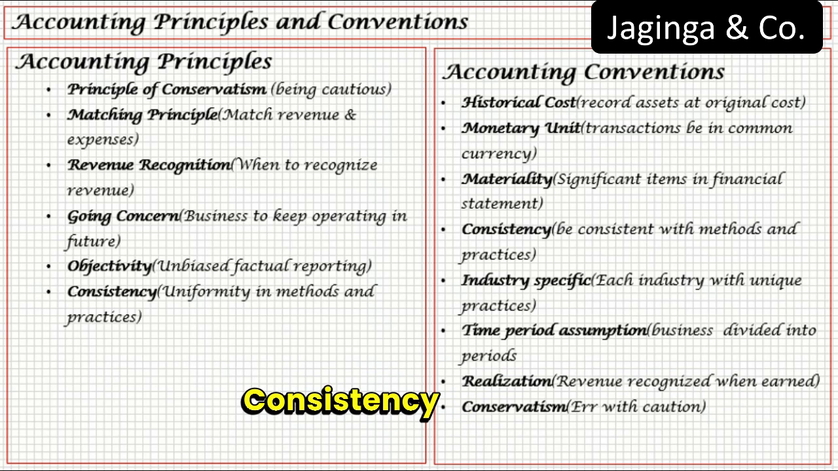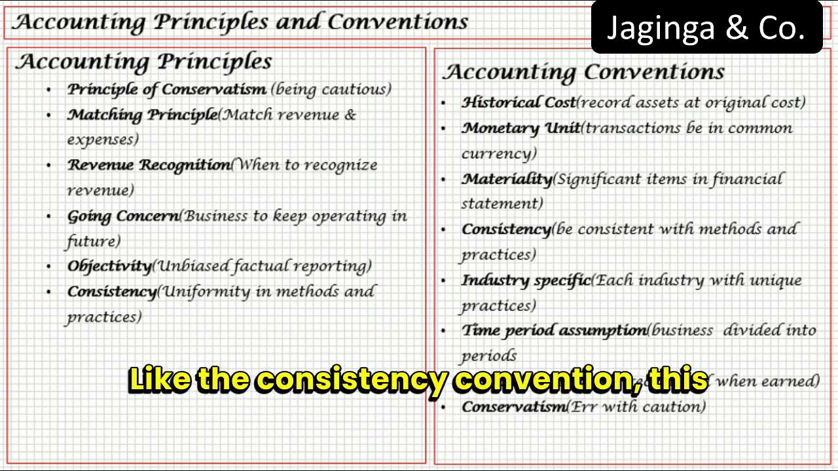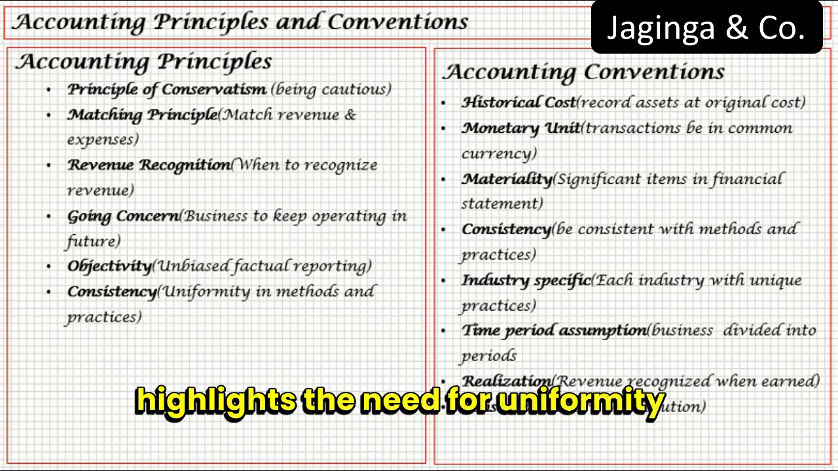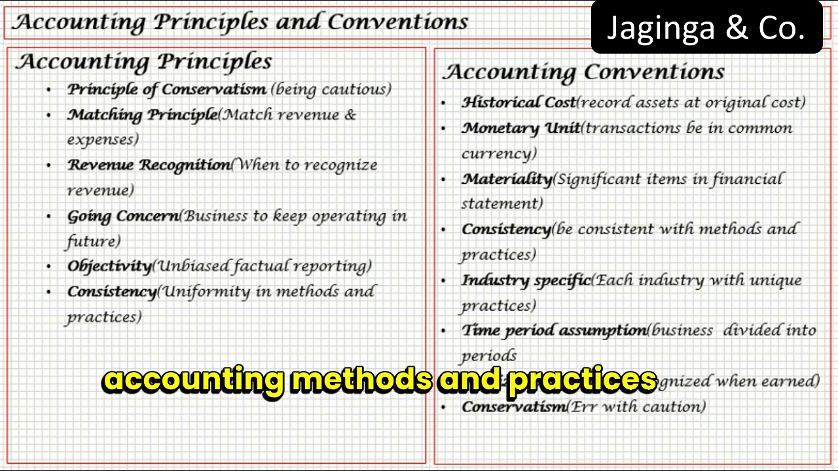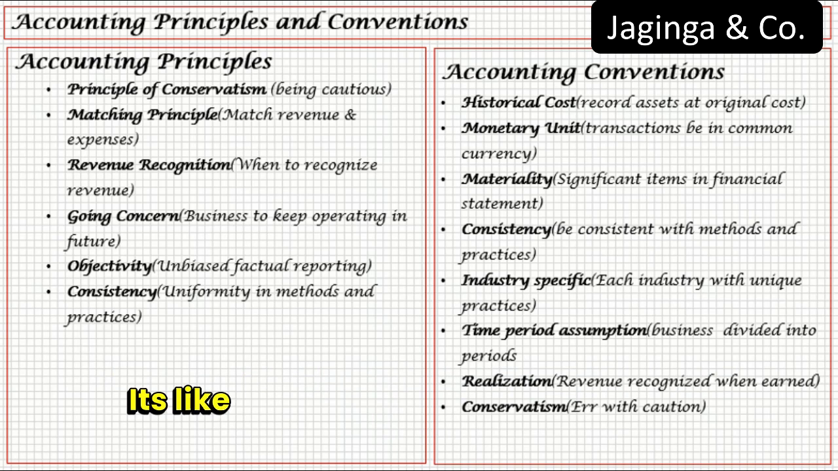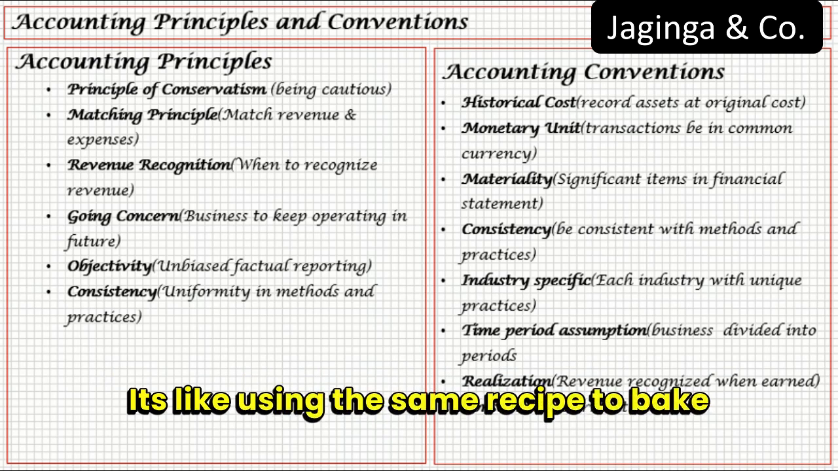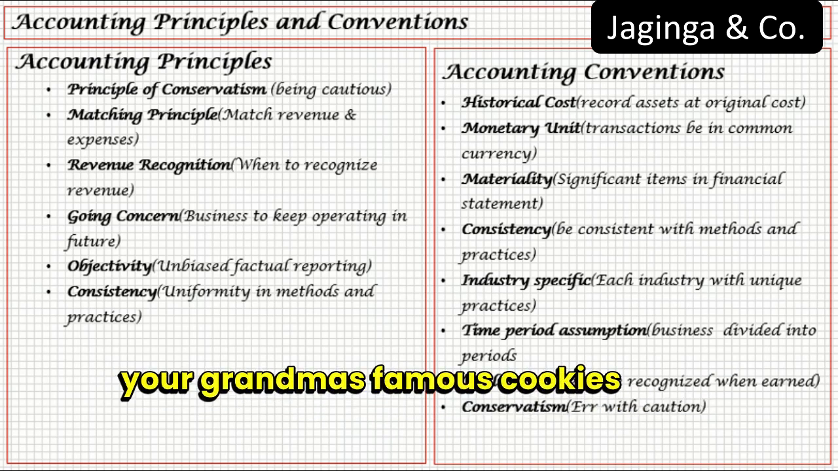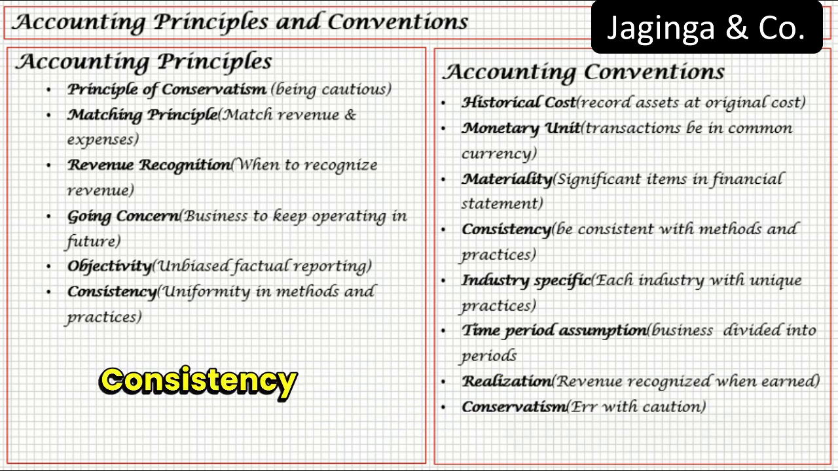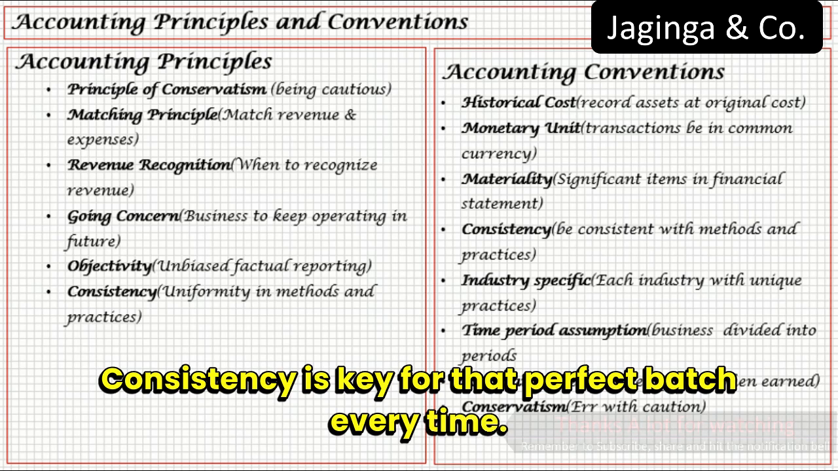6. Consistency principle. Like the consistency convention, this principle highlights the need for uniformity in accounting methods and practices over time. It's like using the same recipe to bake your grandma's famous cookies every holiday season. Consistency is key for that perfect batch every time.